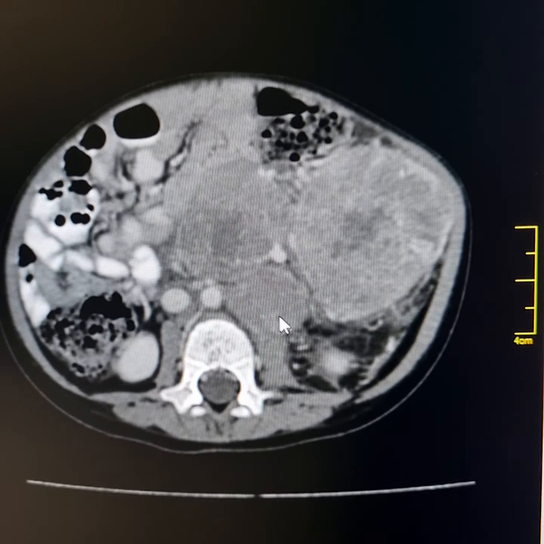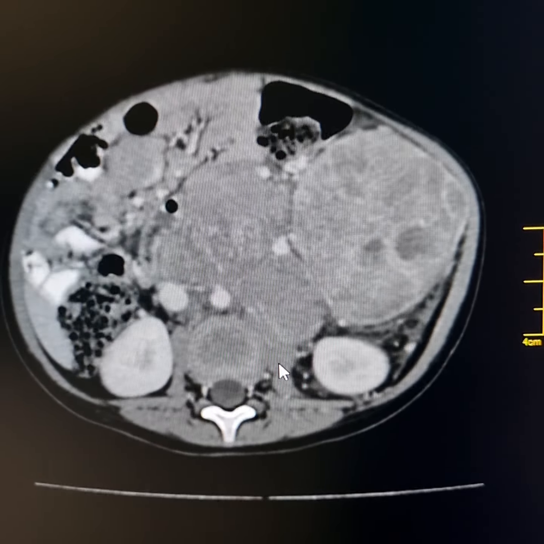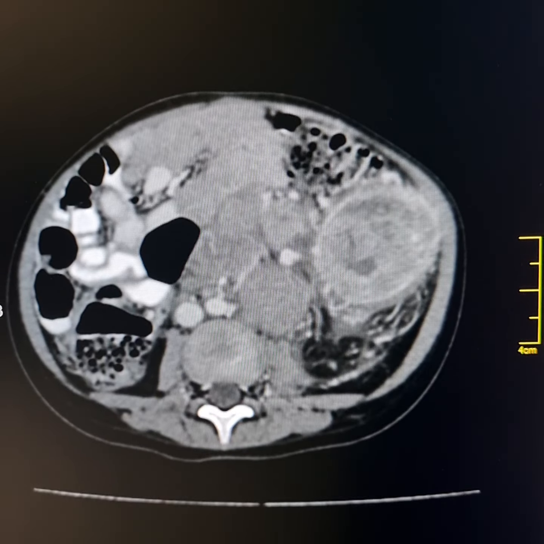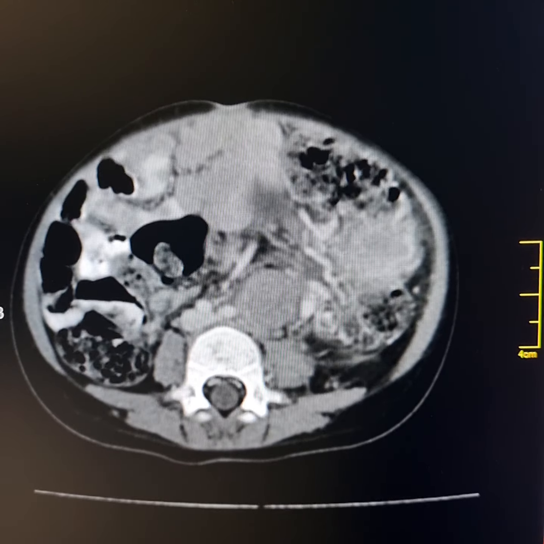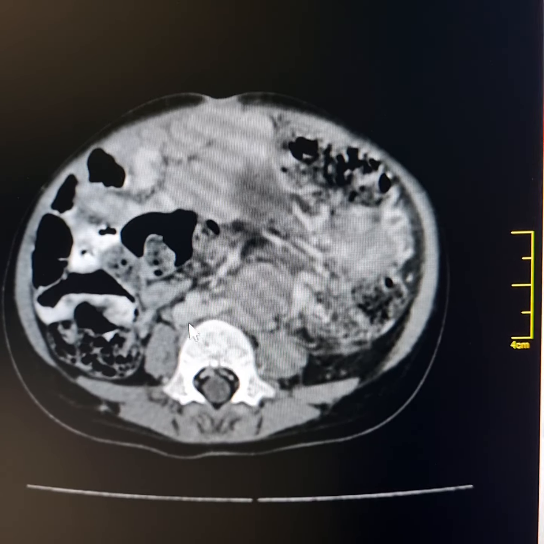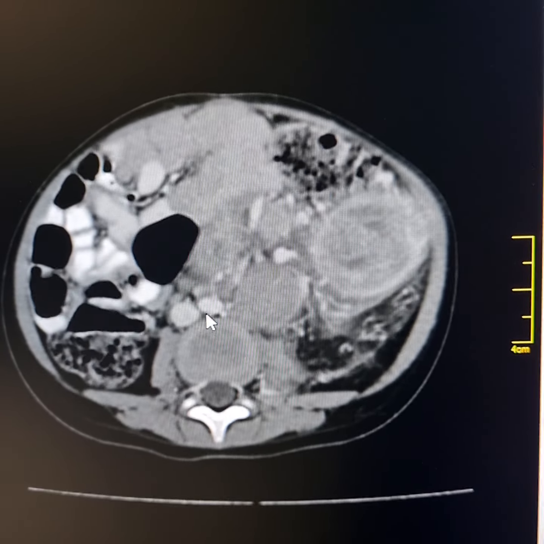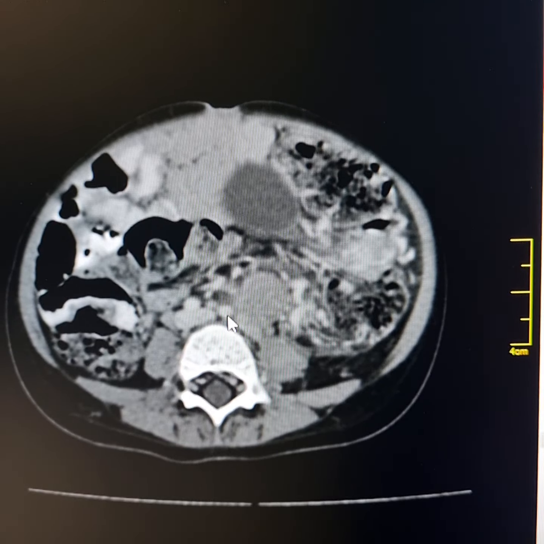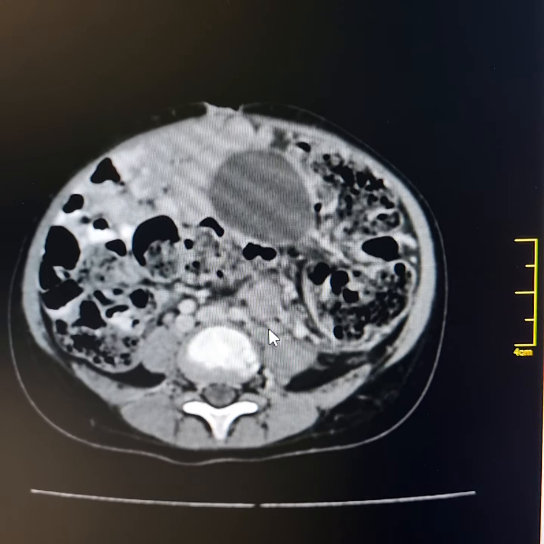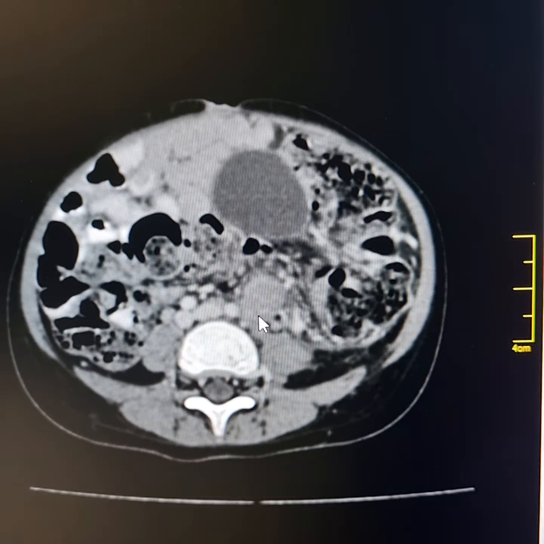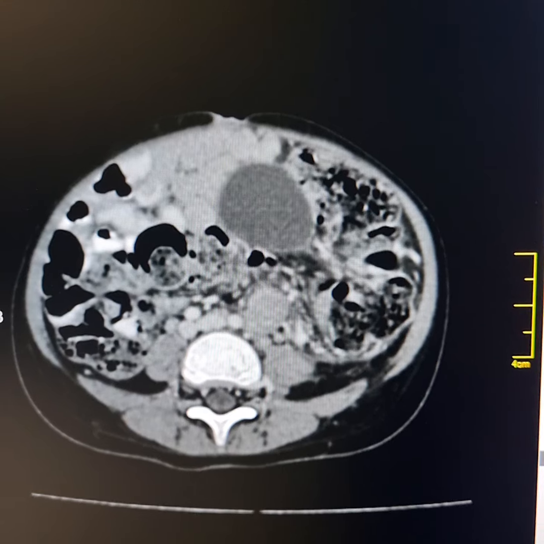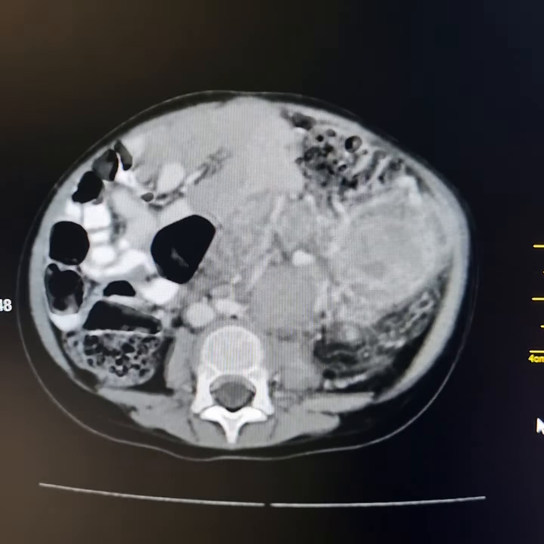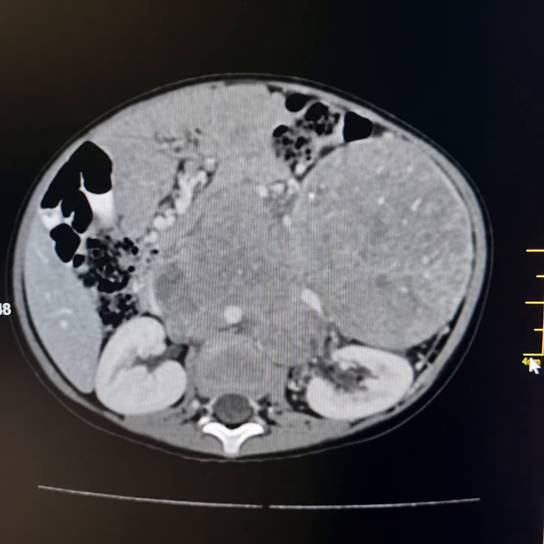Now please observe that posteriorly it lies in contact with the left psoas muscle here. It extends downwards in the left paraaortic region. Now this is the lower part of the abdominal aorta. This is the right common iliac artery. This is the left common iliac artery, and the mass extends downwards almost up to the anterior surface of the left common iliac artery. The rest of the abdomen is essentially normal.